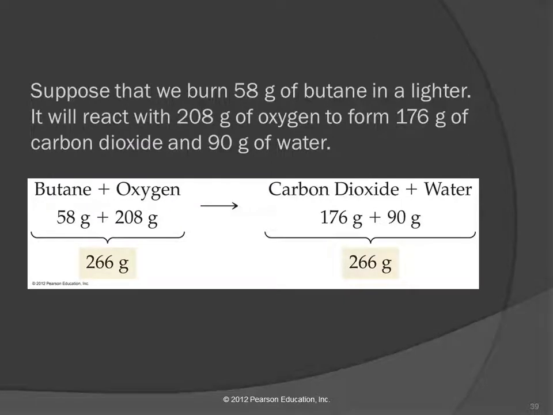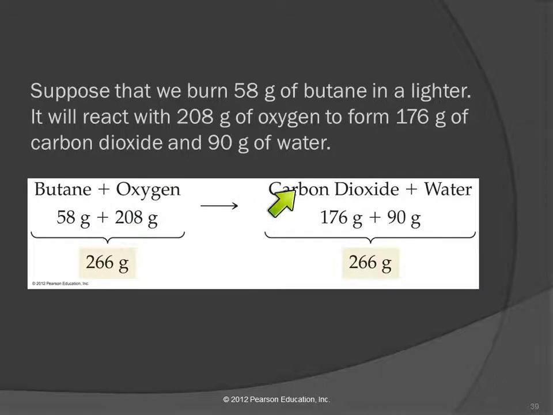So if we were to burn 58 grams of butane in a lighter, it would react with 208 grams of oxygen. And you are just being told those numbers. Okay, they're not coming from any particular thing. But if you have 58 grams of butane and it reacts with 208 grams of oxygen, your total mass of things reacting is 266 grams. It's just these two numbers added together.